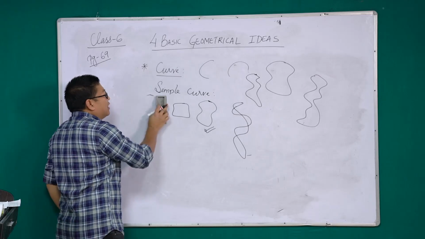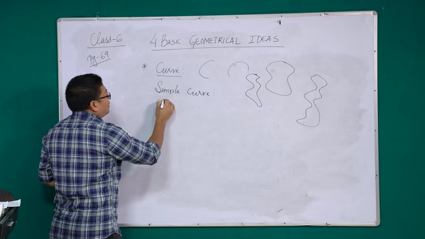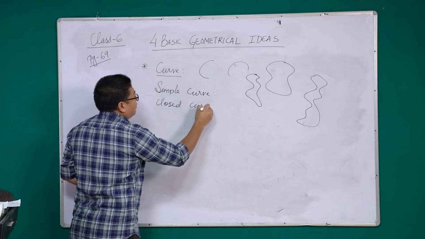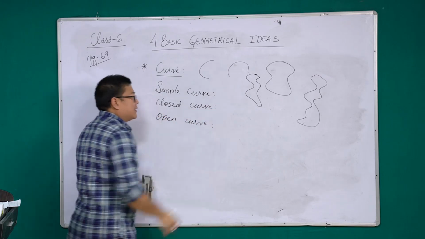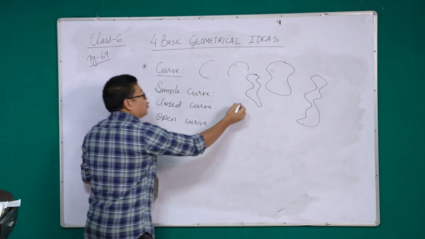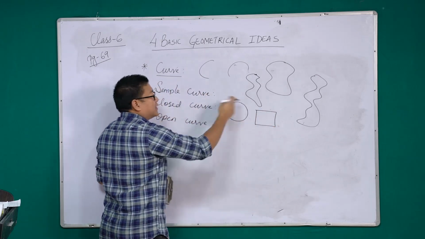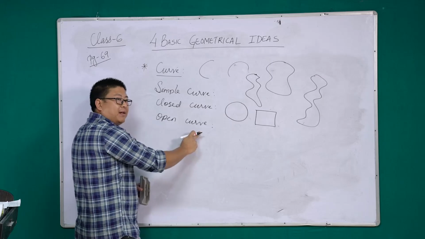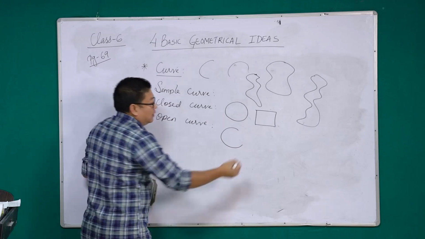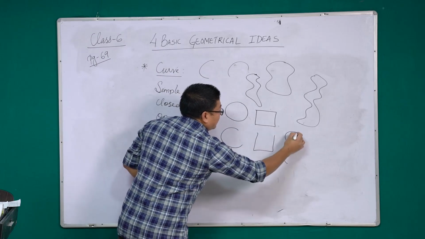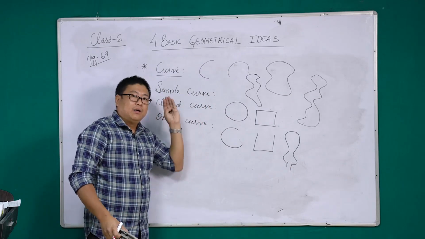Now when you talk about curves again, there are another two terms we will discuss. The first one is closed curve. The second one is open curve. As the name suggests, closed curve means it should be closed on all sides. All right. Open curve, as the name suggests again, open. This side is open. Any figure that has an opening is open. So these are open curves and closed curves.